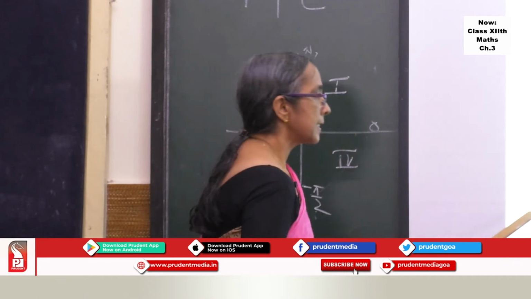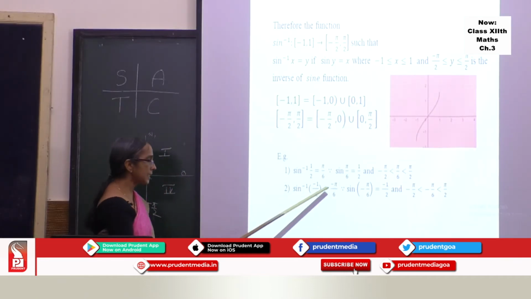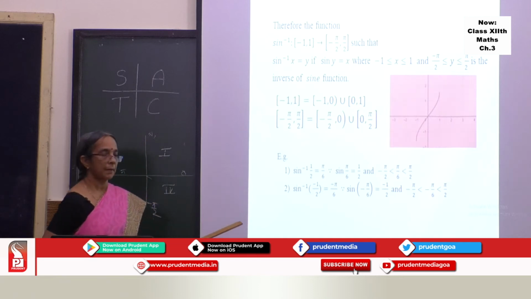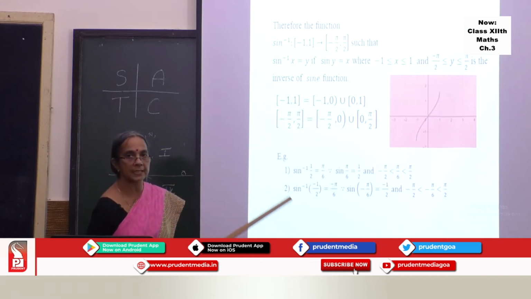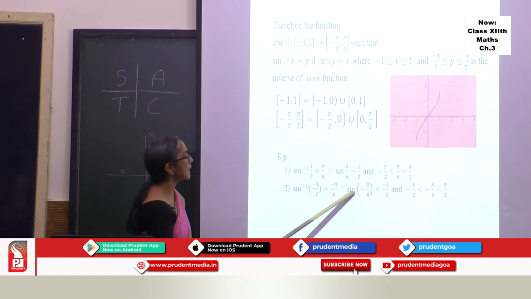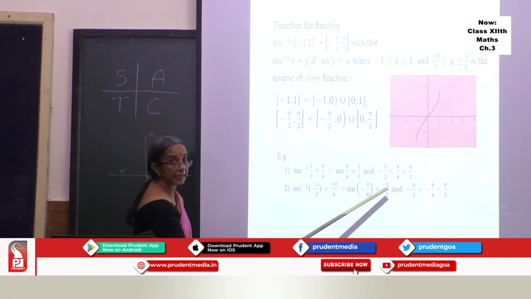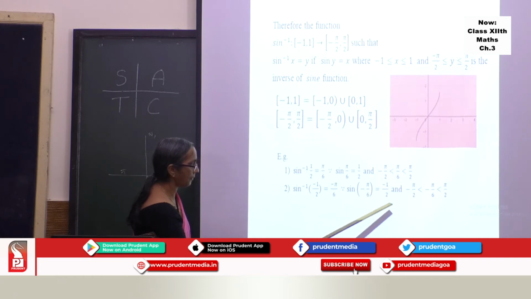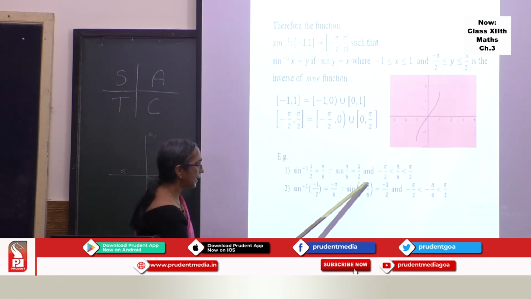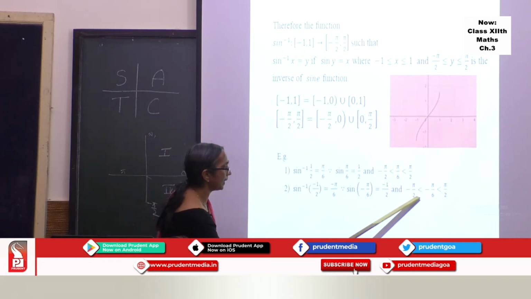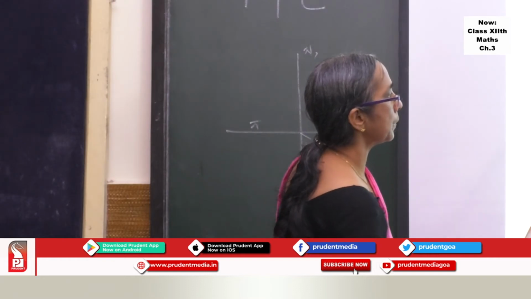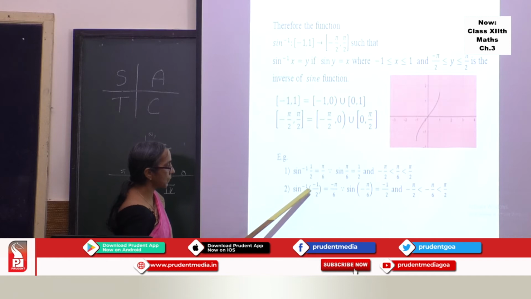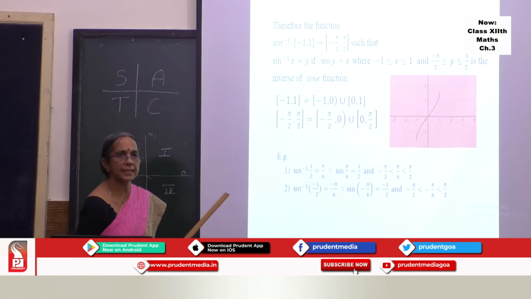Similarly, sine inverse of negative half is negative pi by 6, because sine of negative pi by 6, you know sine of minus theta is minus sine theta. So, sine of negative pi by 6 is negative sine pi by 6, which is negative half. And not only that, minus pi by 6 is an angle between minus pi by 2 and plus pi by 2. It is coming between minus pi by 2 and 0. Therefore, sine inverse of minus half is minus pi by 6. It is very easy to find the sine inverse of a negative value.